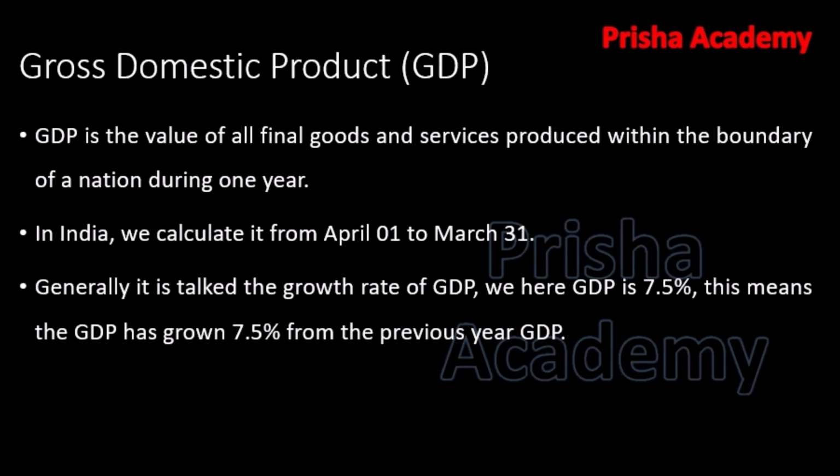Generally, the growth rate of GDP is calculated. We talk about GDP growing at 7.5%. This means the GDP has grown 7.5% from the previous year's GDP. So suppose the previous year's GDP was 100 rupees, then this year's GDP is 107.5 rupees.